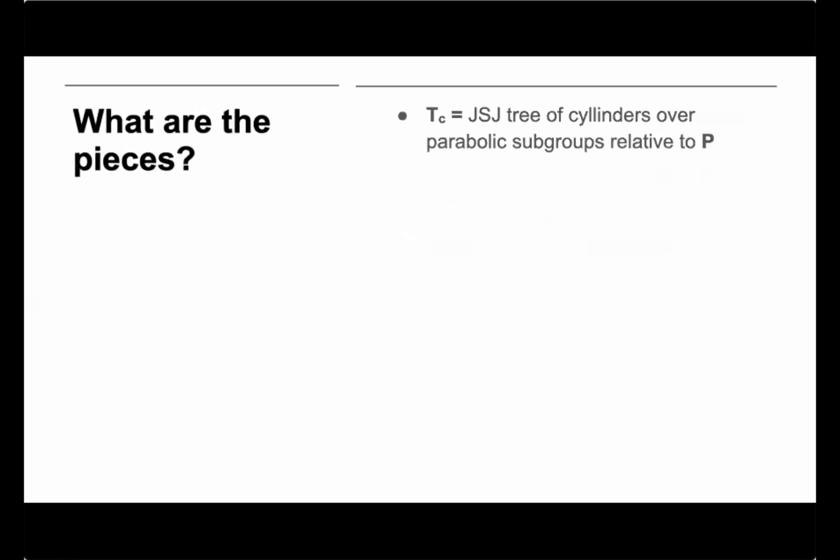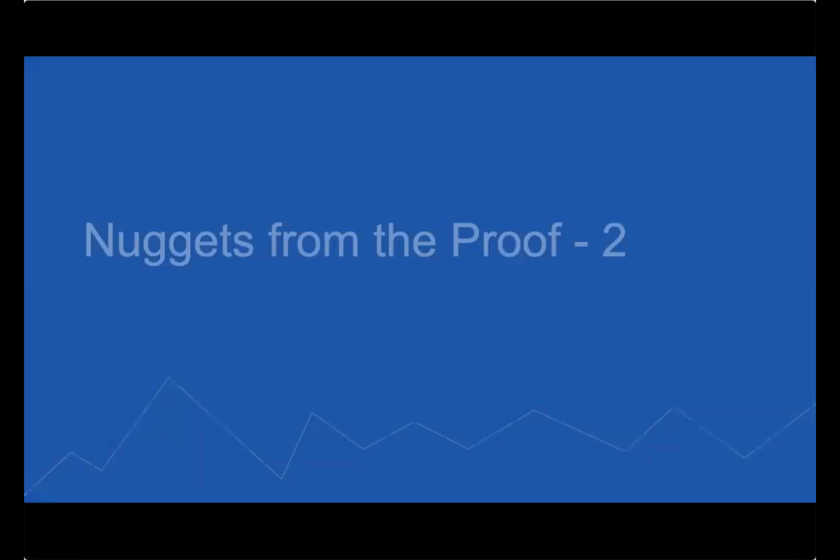And when I say pieces, what I mean is that we start with a JSJ tree of cylinders, which are over parabolic subgroups relative to P. Okay, I don't think I have time to go into that. But anyway, the main thing is that we break down the entire Bowditch boundary into these pieces and show that each of the pieces is locally connected. Now, how do we show that? How do we show each of the pieces is locally connected?